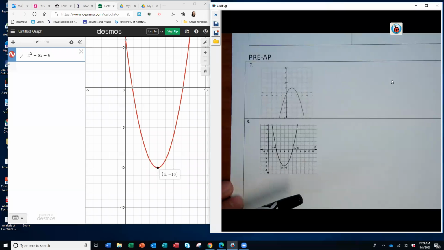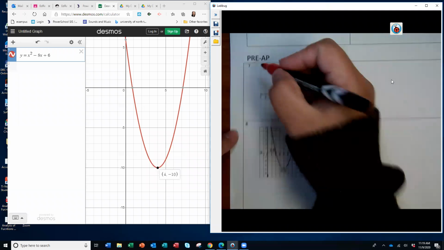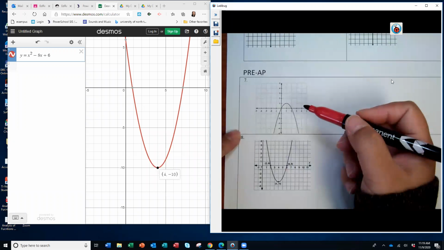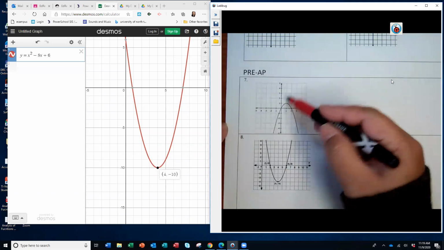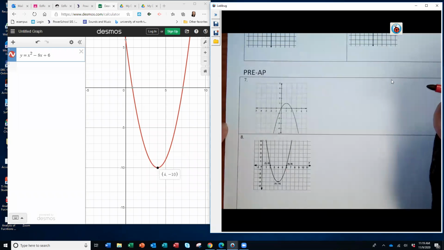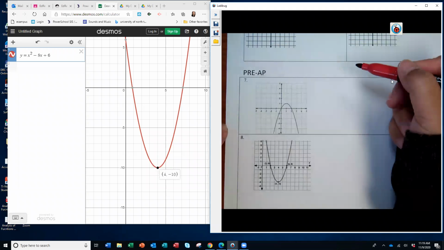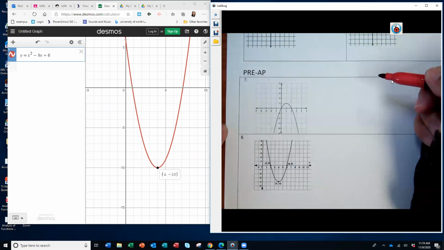All right, so for number 7, it's a pre-AP question. The problem with number 7 is we don't have the equation. We just have these. So you wanted to remember your vertex form. We don't have anything like standard form or vertex form, nothing, but we do have the picture of the graph. So what you wanted to do first is look for points.